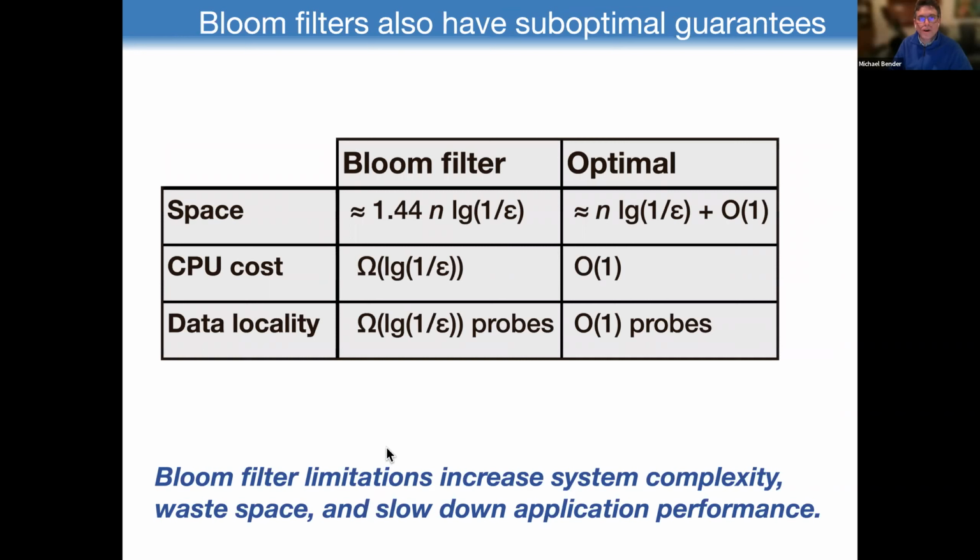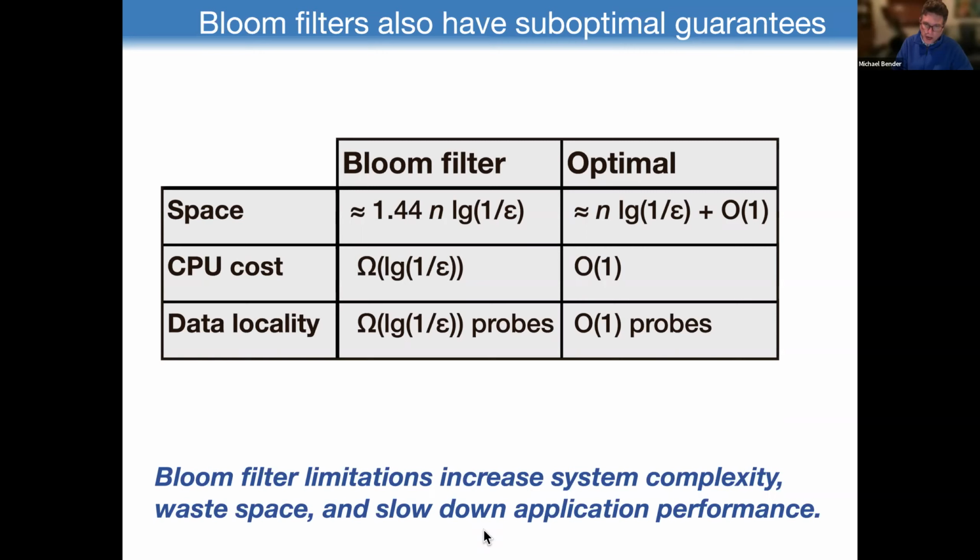I guess I can also talk about some limitations in terms of suboptimal guarantees. So the Bloom filter is a constant factor off of optimal in terms of space usage. There's this 1.44 versus just a 1 in terms of space. The CPU cost is suboptimal. It depends on log of 1 over the error rate, and it can just be constant. And also the Bloom filter has poor data locality, and you can get optimal data locality. So the Bloom filter limitations increase the system complexity, waste space, and they slow down application performance.